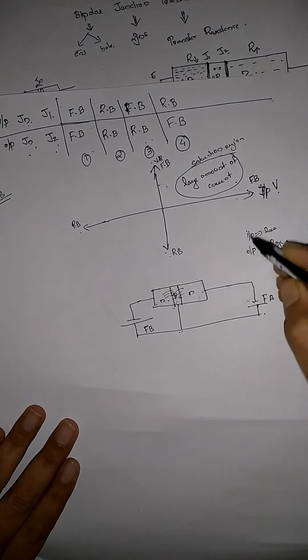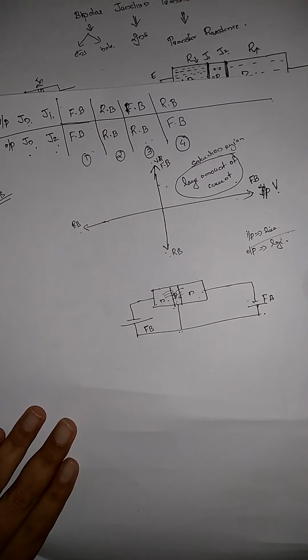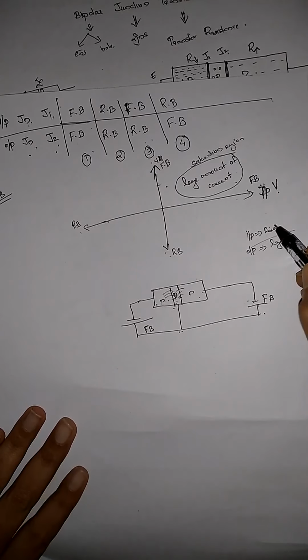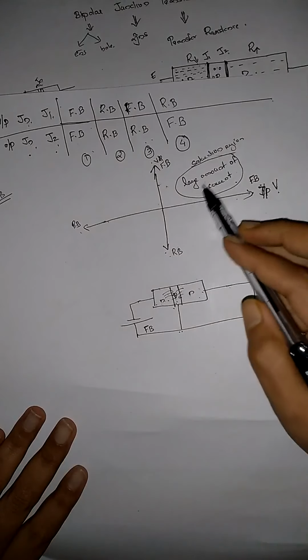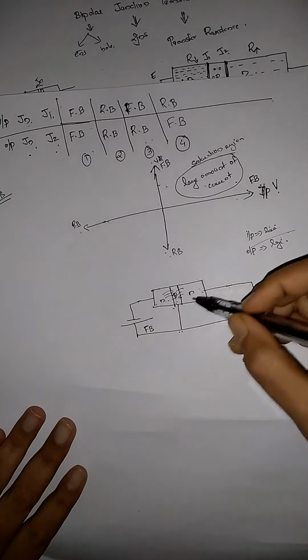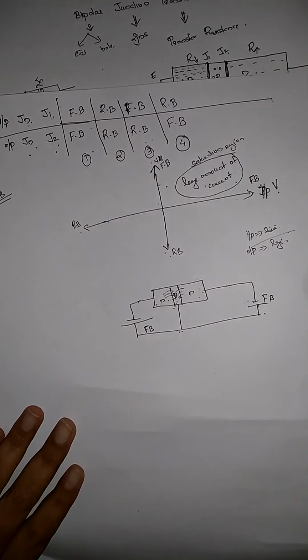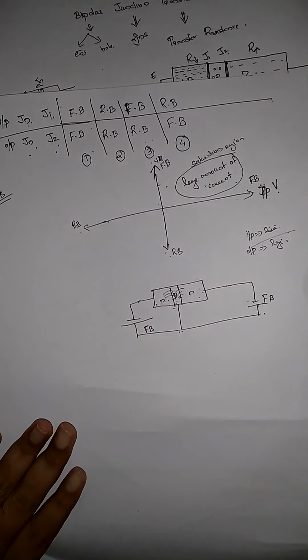Okay, the input should be a low signal and the output should be a large signal, which should be the exact multiplication of the input signal. But this won't happen in the saturation region. When both junctions are forward biased, a large amount of current flows, and as a large amount of current flows, what will happen? When the current carriers increase, the temperature also increases. The temperature increasing means the characteristics also vary.